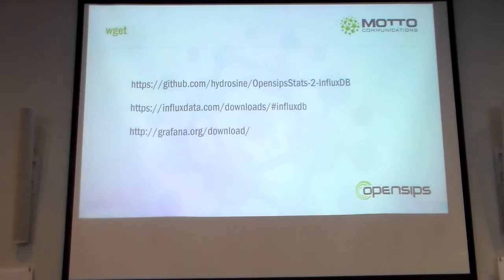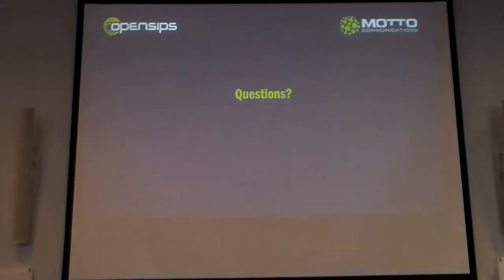InfluxDB you can get from the second link, and Grafana, which is the interface to draw all the nice statistics, you can get from the third link. So I really suggest you all just try to use this. The only thing you have to edit in your current OpenSIPS, if you're not already using it, is to add the MI datagram listener. That's all you need. And obviously get these scripts running, but all the instructions are up on GitHub. So I invite you all to take a look.